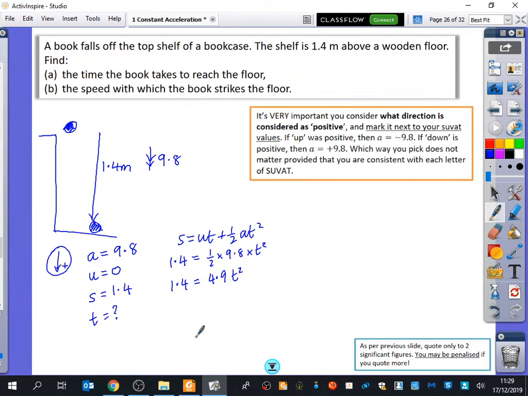So I'll finish off by solving that equation. I'll do 1.4 divided by 4.9, and I'll square root it to find out what the time is. And so you get time is equal to 0.53 to two significant figures.